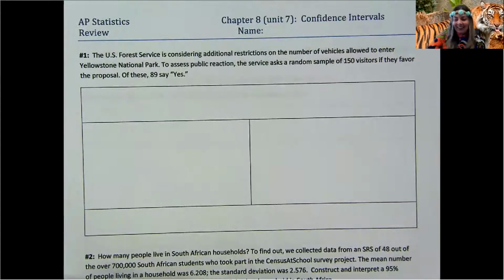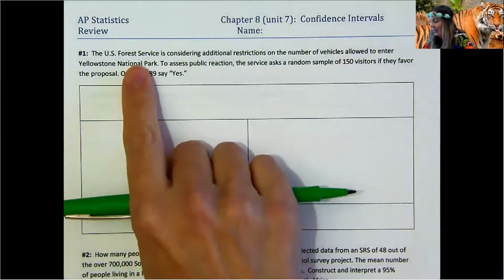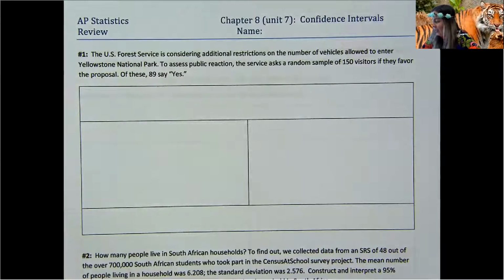Good times. All right, so I've got 3 practice problems to hopefully bring it all together for you today. The first one is the U.S. Forest Service is considering additional restrictions on the number of vehicles allowed.